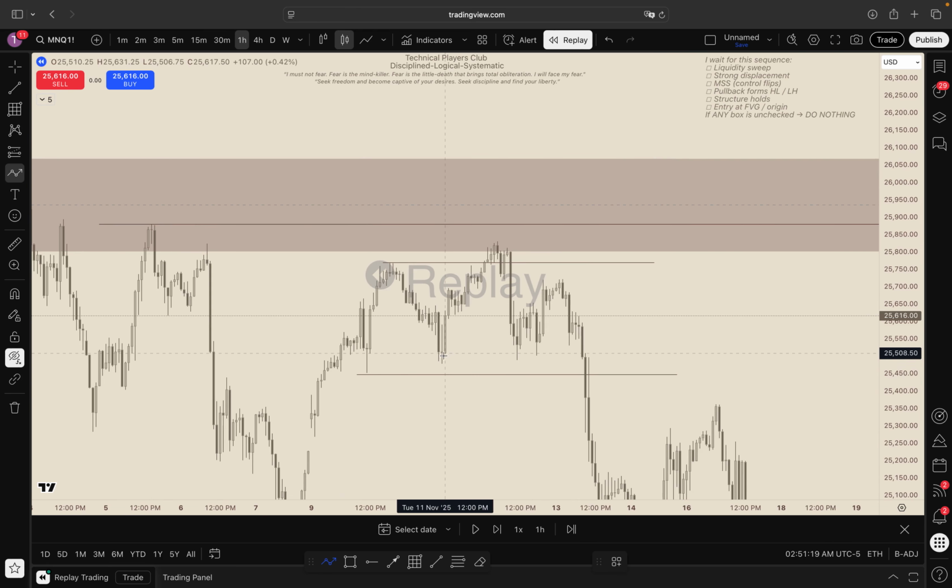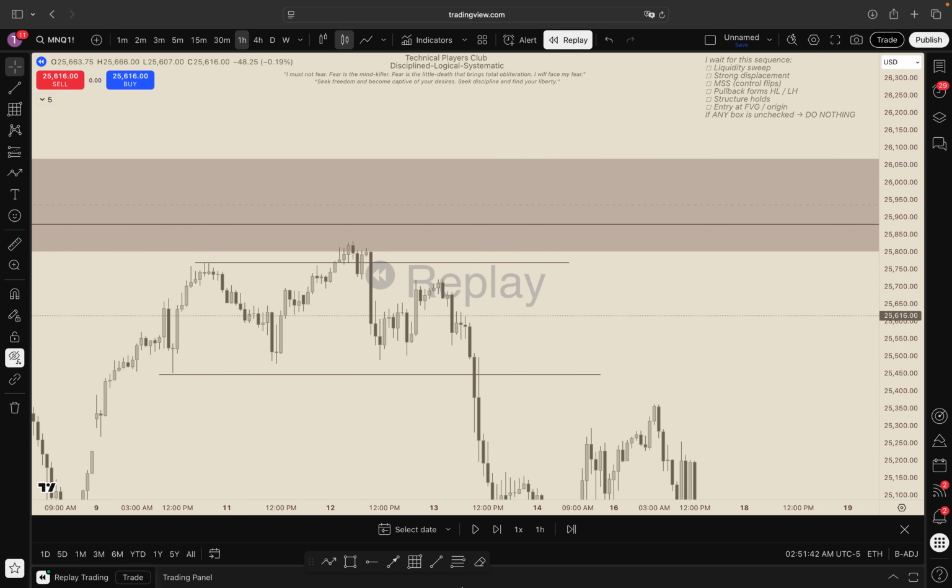So now we're there. You understand liquidity. The second step is we need strong displacement. Let me explain displacement too while we're right here. Here's an example of displacement. I just saw the breaking structure, but I wouldn't call that displacement. Strong displacement is this.